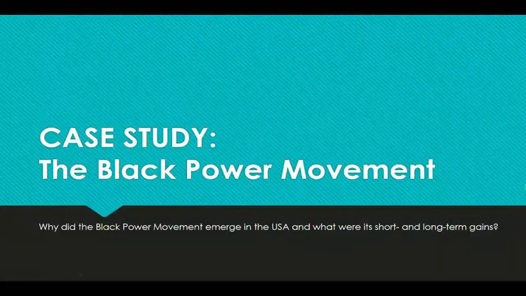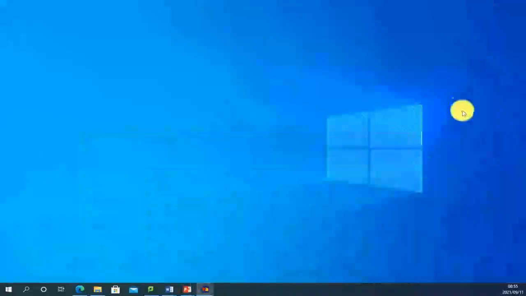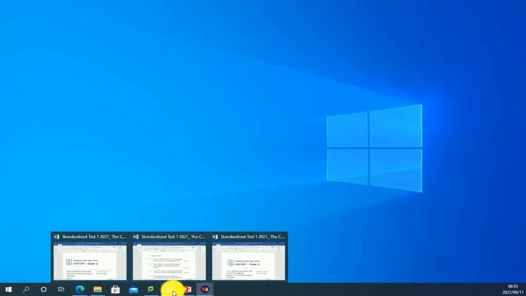Okay, so we're going to be looking at the Black Power movement a little bit later. And I just want to get to the question paper that we're going to be looking at for the source-based test.